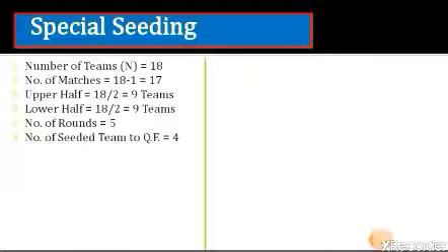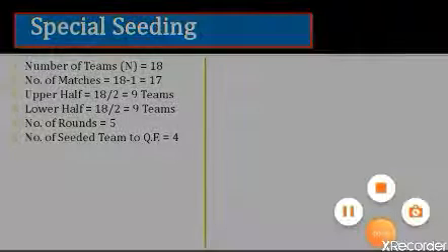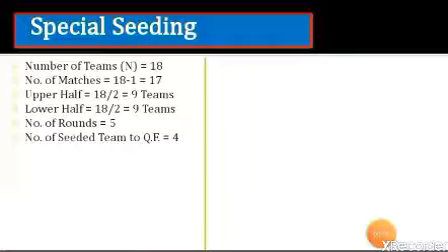Then we write the total number of seeded teams to the quarter final. Here the total number of seeded teams to the quarter final is 4. In a seeding tournament, we exclude the seeded teams from the total number of teams, because the seeded teams do not play in the preliminary round. After excluding the 4 seeded teams, 14 teams remain in the tournament and they start playing from the first round.